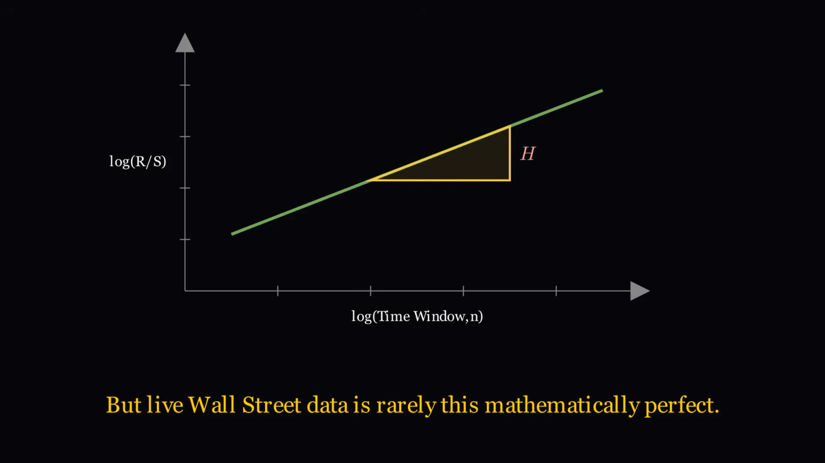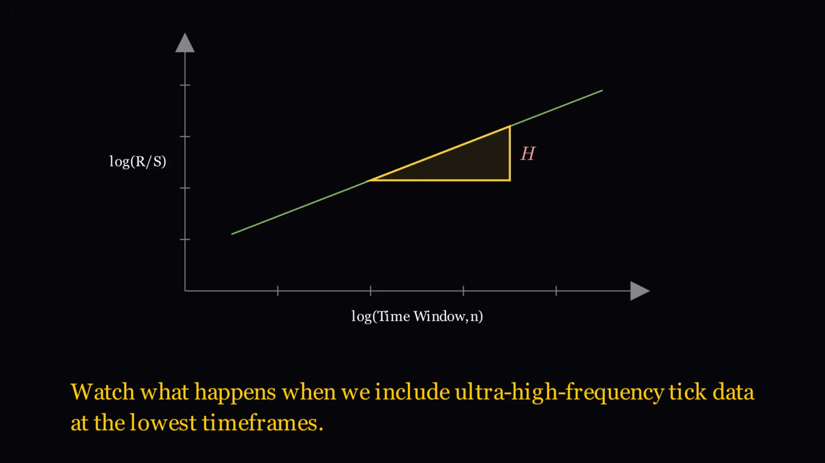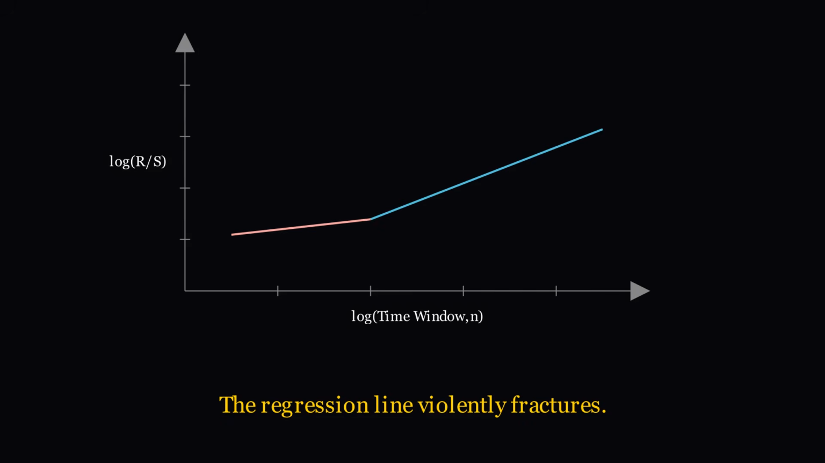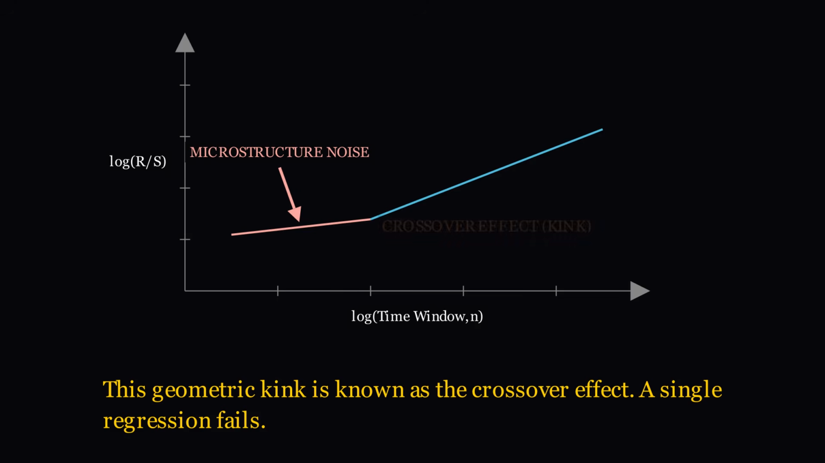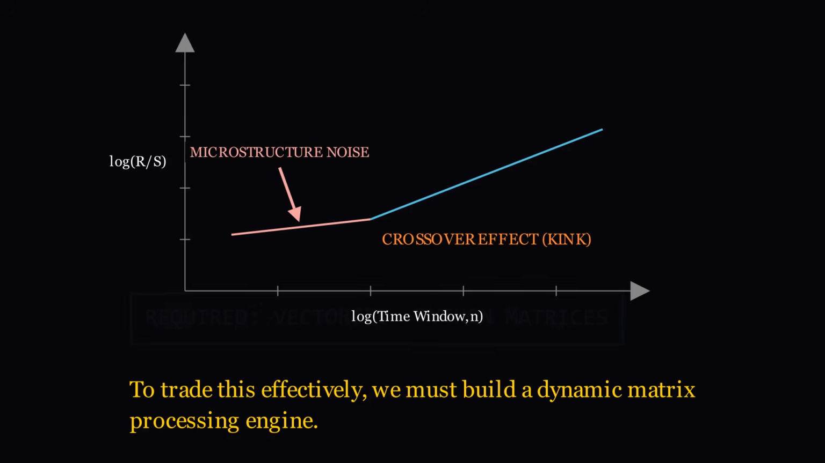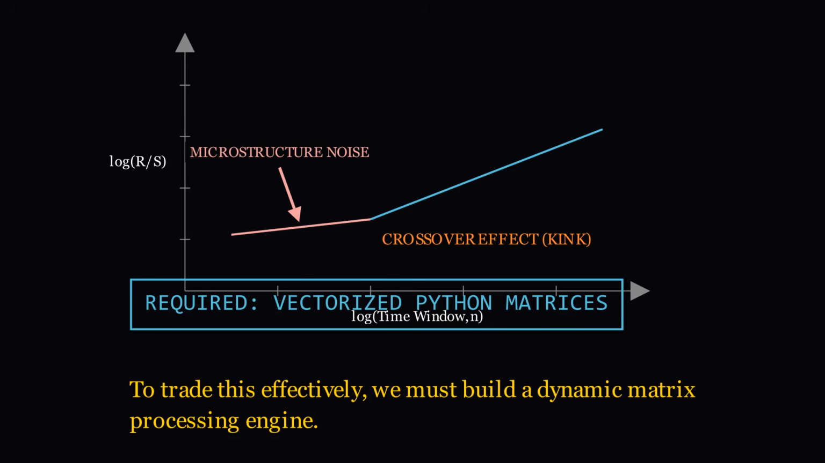But live Wall Street data is rarely this mathematically perfect. Watch what happens when we include ultra-high-frequency tick data at the lowest time frames. The regression line violently fractures. Short-term microstructure noise completely overwhelms the long-term structural trend. This geometric kink is known as the crossover effect. A single regression fails. To trade this effectively, we must build a dynamic matrix processing engine.